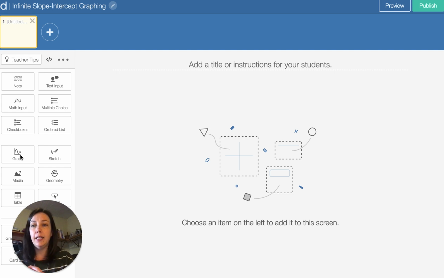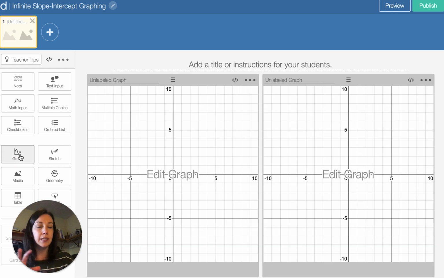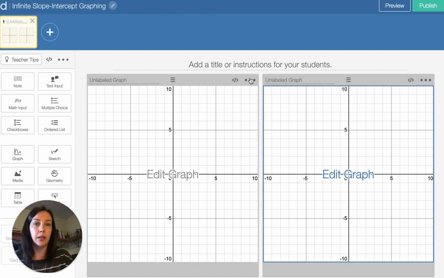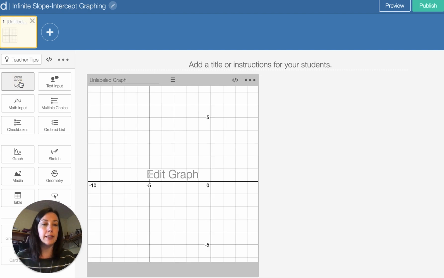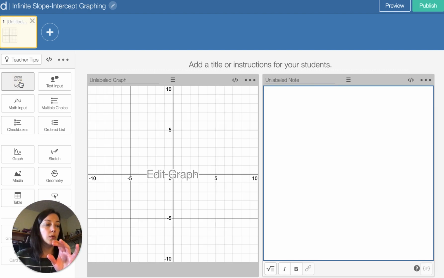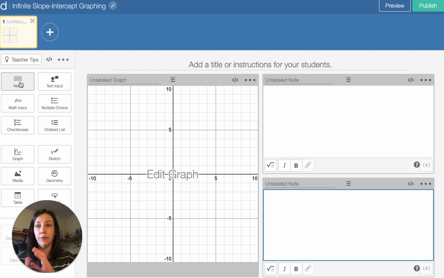So I need a graph component, because what I want the students to do is click and drag to make the line, well, the equation that was randomly generated. So I'll need that. Somehow I got two. I only want one. I want a note component that tells them the equation. And then I also want a note component that lets them know if they're correct or not. So I'm going to have these three components out.